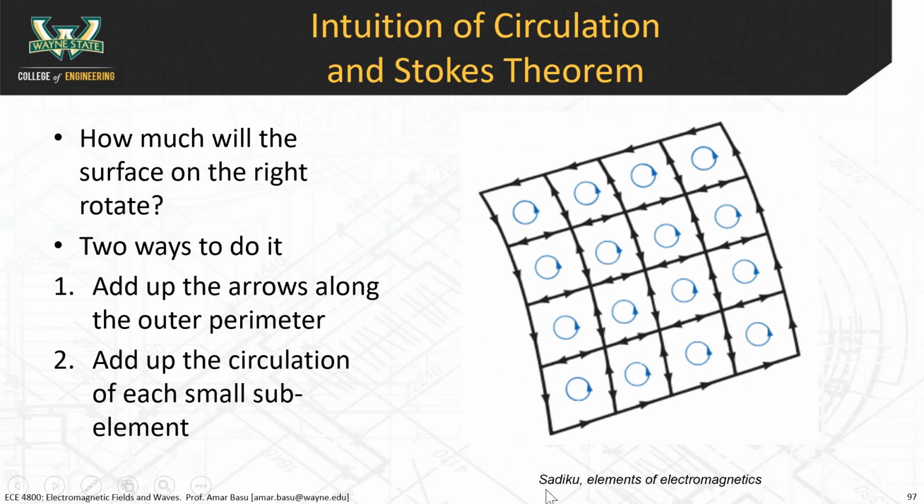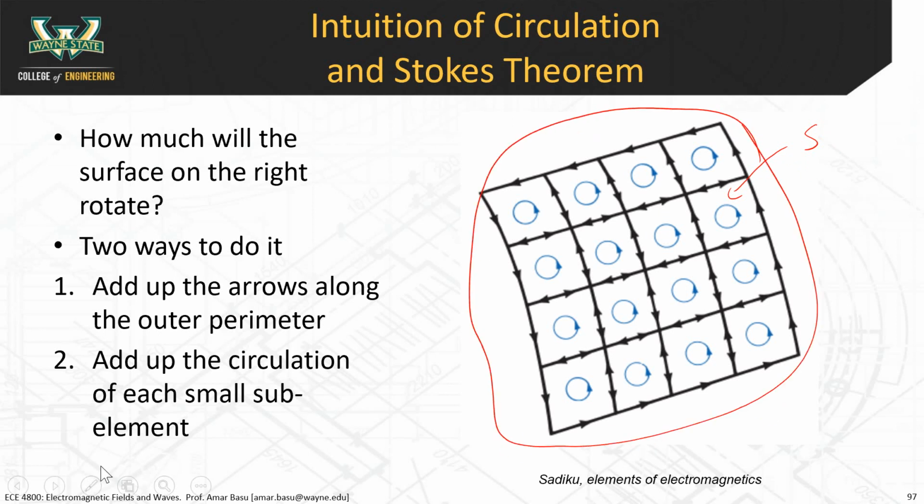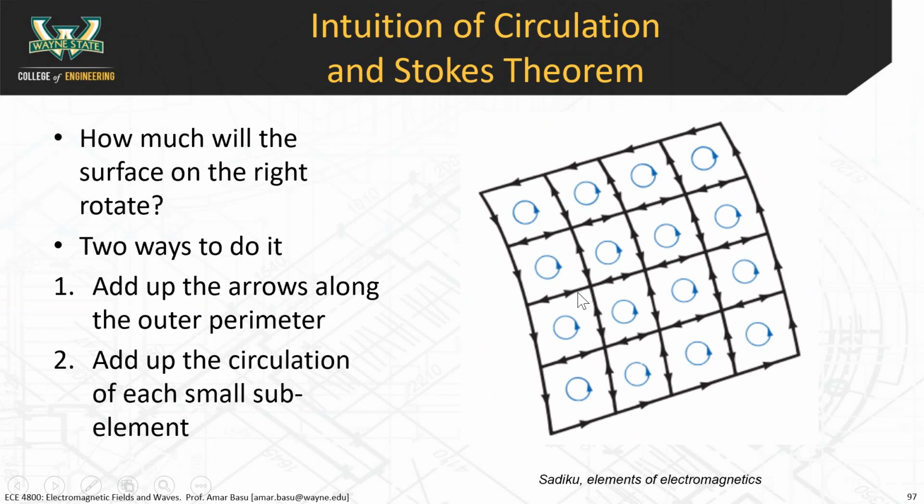This is a nice graph from this book, Elements of Electromagnetics by Sadiku. Imagine that this whole thing is your surface S. There are two ways of figuring out the circulation there, the tendency of the surface to rotate in a vector field. One is by doing the line integrals all along the edges like this.